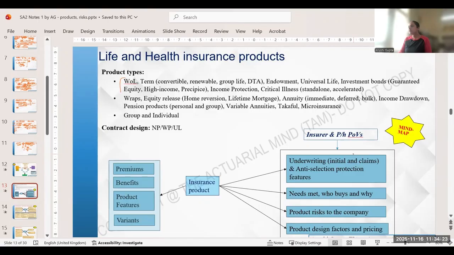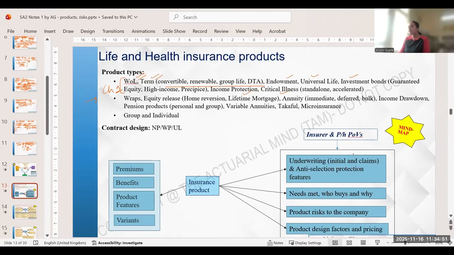So these are the products which are there in chapter 1 basically. You said whole of life, fine. You said term life, we'll come to that. It's not just a term life, there are these 4 things associated with it, we'll discuss that. There is endowment, there is universal life, there are investment bonds. There are health insurance products like income protection and critical illness. Fine. So it is important that we look at each product.